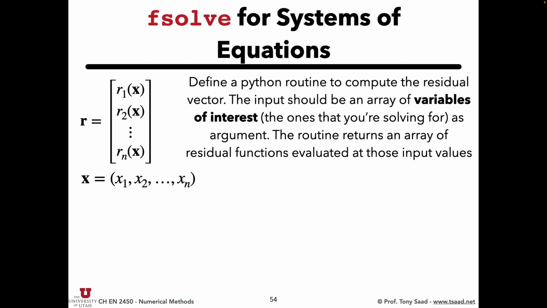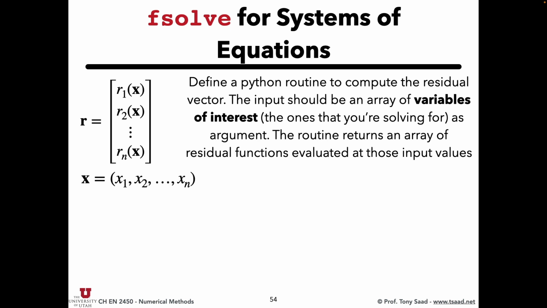You first define a Python routine to compute the residual vector, this R. So your objective is to define a Python routine that computes a vector of R1, R2, R3, R4, R5, all the way to Rn. 5 equations, 5 Rs. So that routine needs to return an array of values that contain the residual functions at whatever guess you're working with. Remember, numerically, all of these functions are working with numbers. So you pass information to the routine, it's going to return an array of numbers, that's all.